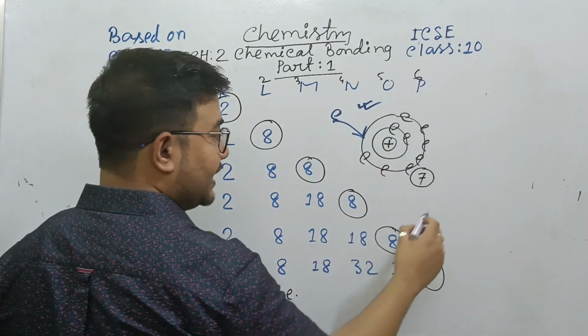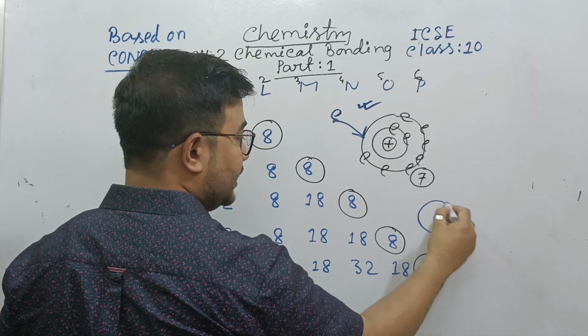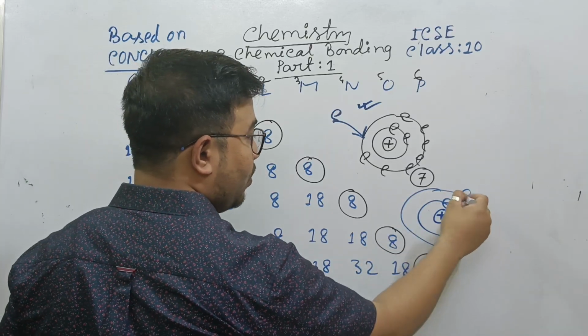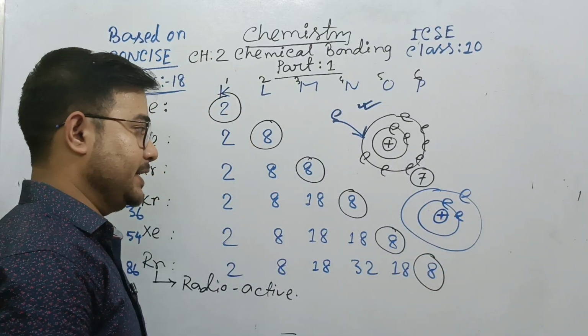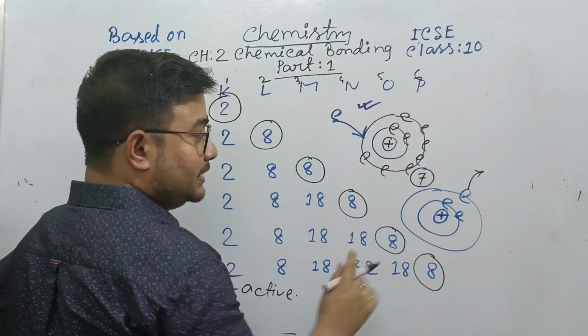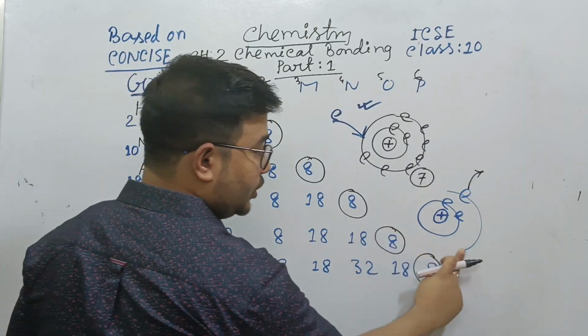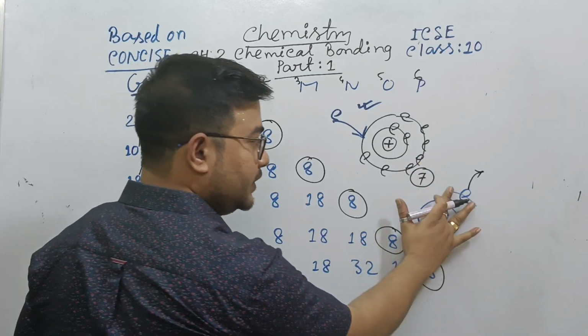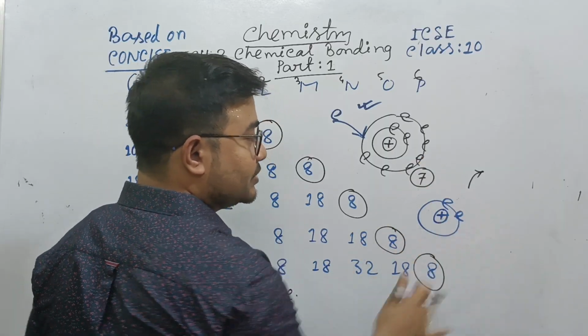Now if I give another example, suppose here 2 electrons are there and in the outermost shell 1 electron is present. Now if this atom loses 1 electron, then this orbit will vanish, because it has 1 electron in the outermost shell. If it loses this electron, there is no second orbit.